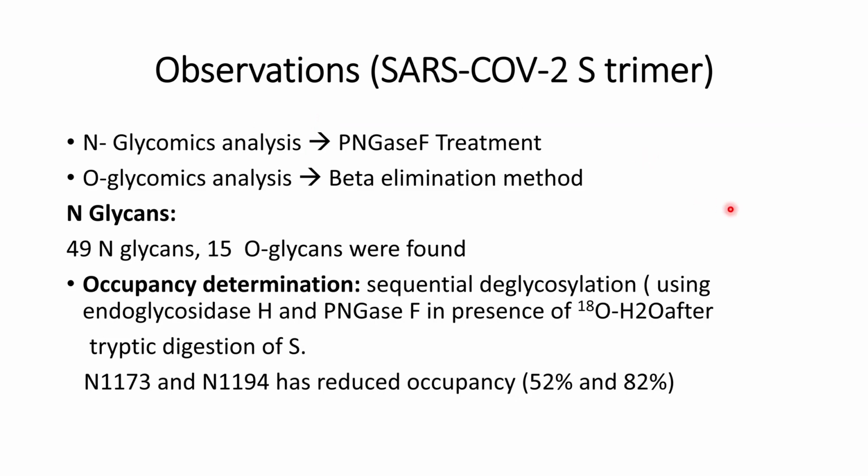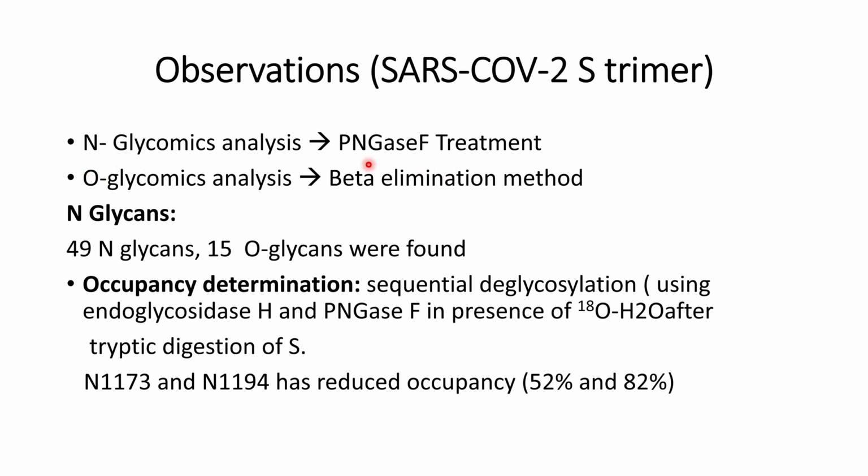In this video, we will continue our discussion about the SARS-CoV-2 and ACE2 glycosylation study. So, let's first understand the SARS-CoV-2 spike protein trimer glycosylation characterization. In order to understand the glycans present on the SARS-CoV-2 S trimer, they cleaved off N-glycans with the help of PNGase treatment.